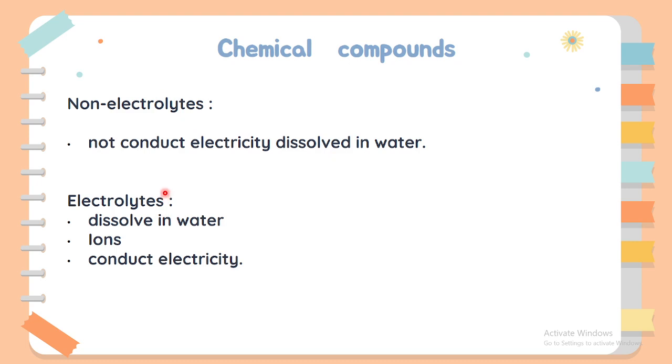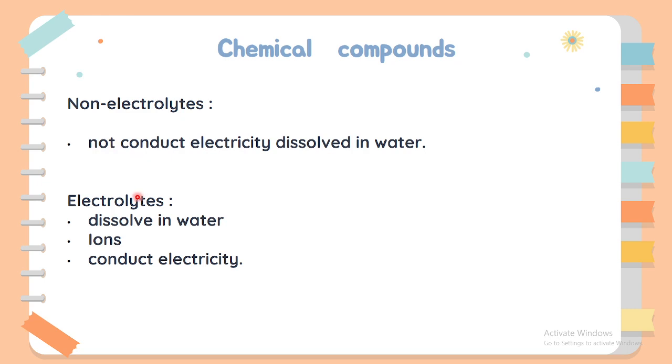What is the difference? If you put a non-electrolyte compound into the water, they just stay in the molecule state. So they cannot conduct electricity, because for conducting electricity, you basically need ions in water, but they don't produce ions. They just stay in molecule state. So they cannot conduct electricity.